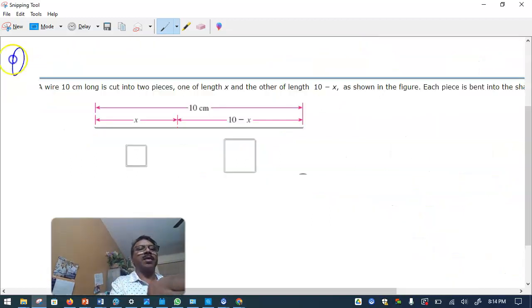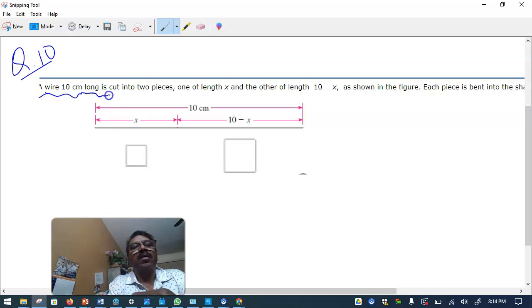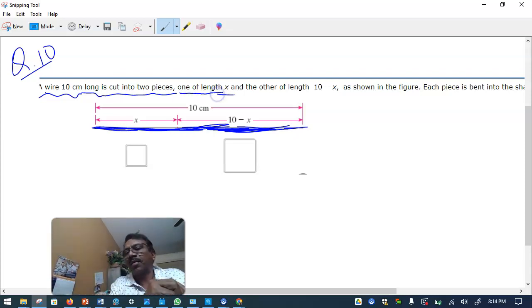So there's a question number 10. A wire 10 centimeter long is cut into two pieces. Now, see, this is a wire which is 10 centimeter, right? And you can think of it like a fence, maybe. Now, it's centimeter here, so it's not 10 feet, maybe. And you try to create this. You cut one of the length is x.